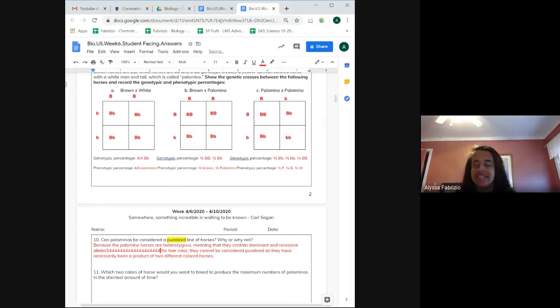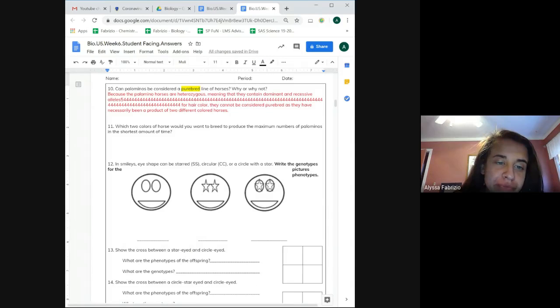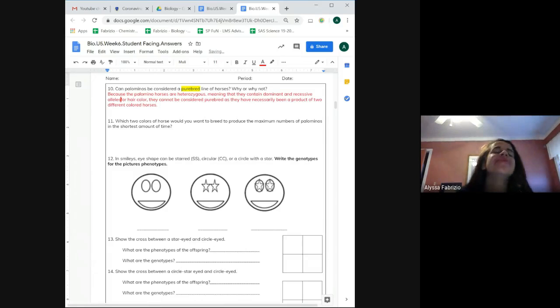Oof, my little kitty wants to be here. Purebred implies that the horses, oh, and he just typed a lot of words. The purebred is implying that these horses have the same alleles for each trait, which is not the case with the Palomino horse.